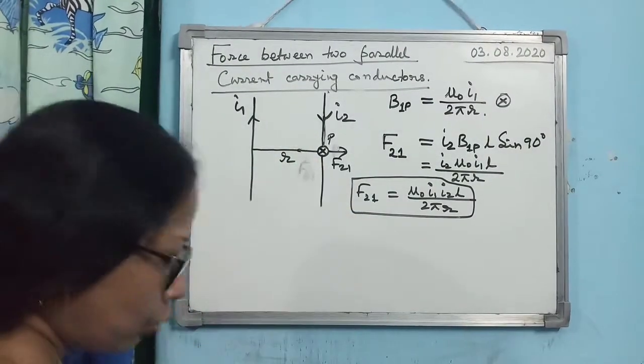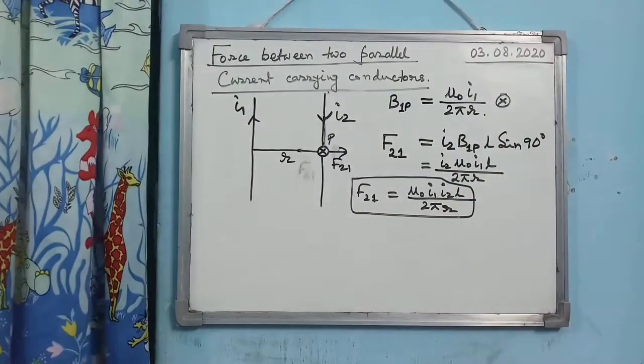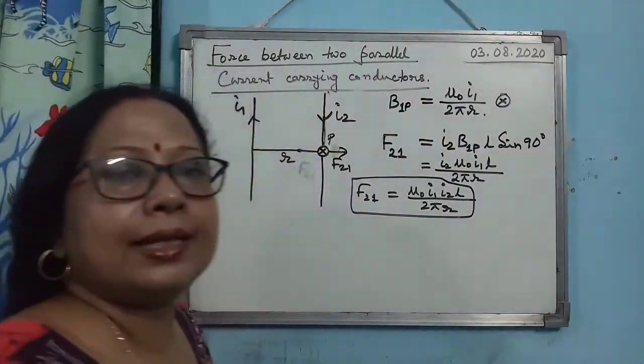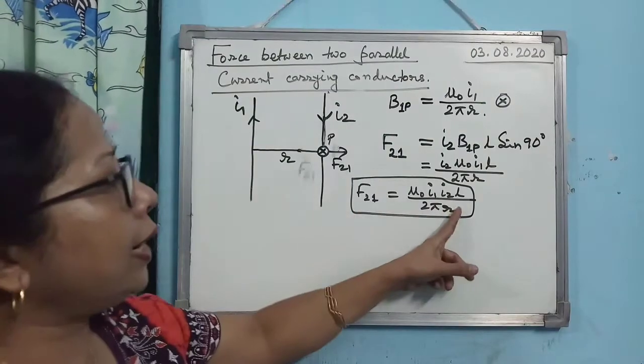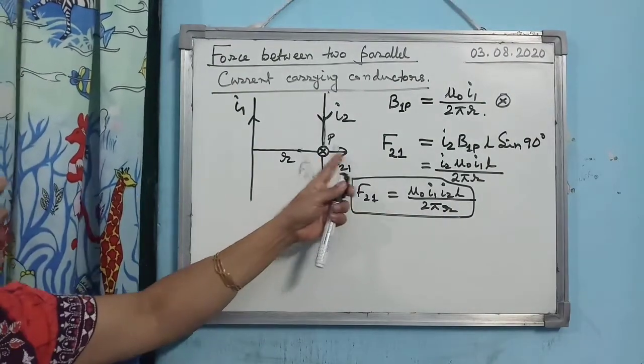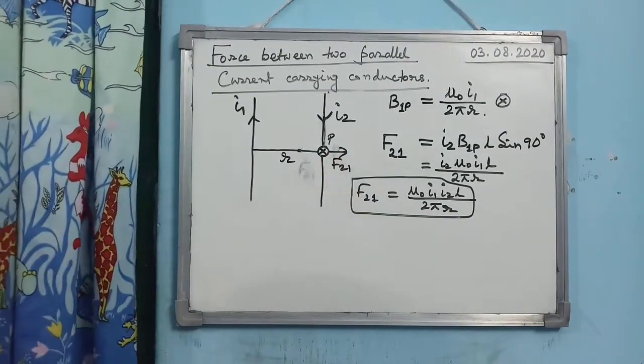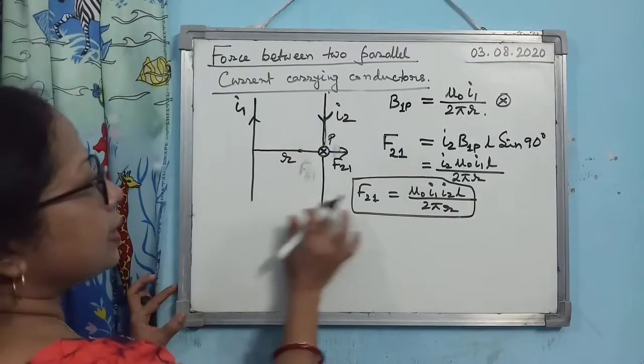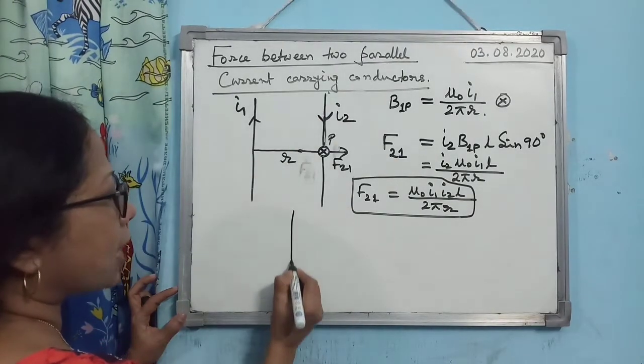The magnitude of the force, when you are changing the direction of the current, will not change. But you see the direction will change. Direction will become like this. Now, if you consider this case, then in the second case, how will I do?